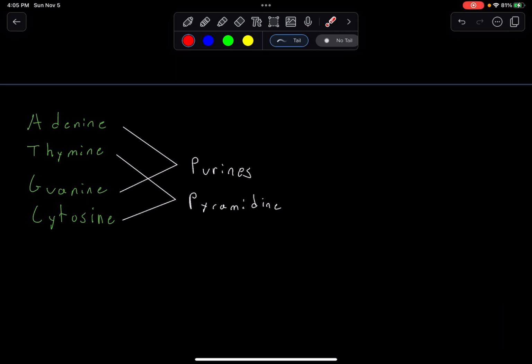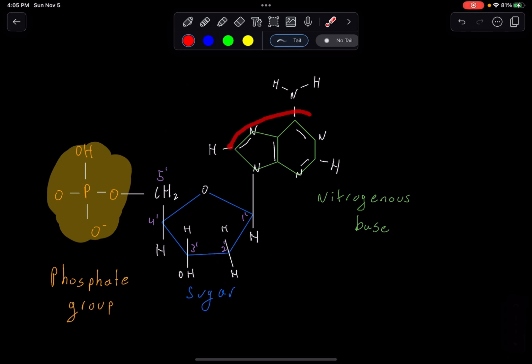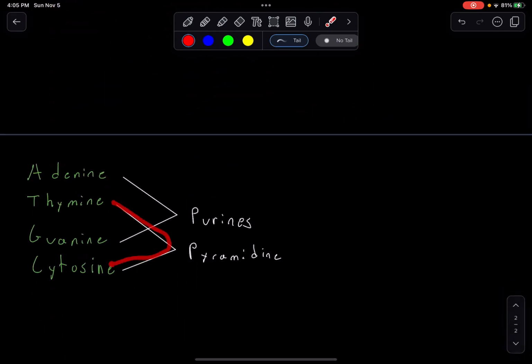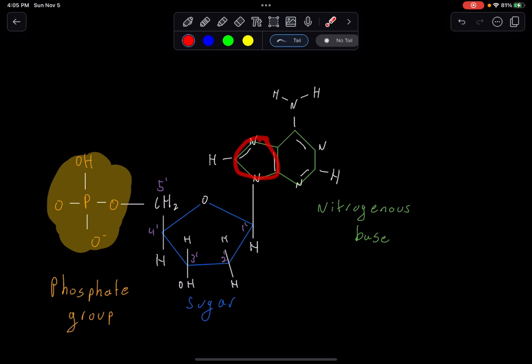Adenine and guanine are purines, meaning that they are double ringed. So they have 2 rings. Thymine and cytosine are pyrimidines, which means that they only have 1 ring. So instead of this extra ring, they would only have this one. They only contain 1 ring.